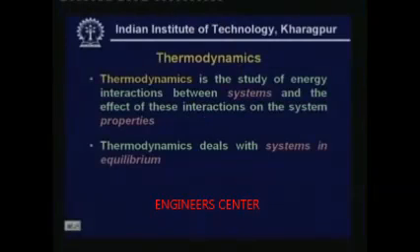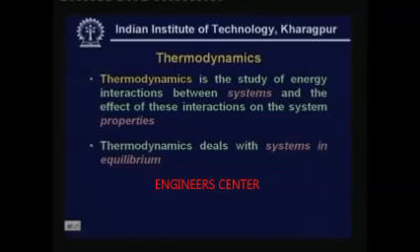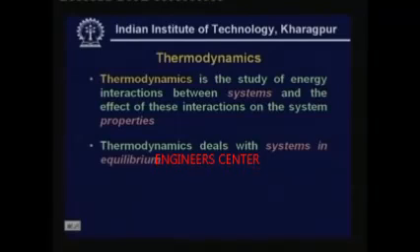And generally the subject of classical thermodynamics deals with systems in equilibrium. What do we mean by equilibrium? Normally equilibrium means a condition of balance between opposing factions. If I say that a system is in thermal equilibrium, that means there are no temperature gradients inside the system, so that there is no net heat transfer inside the system. So, you call that the system in thermal equilibrium.